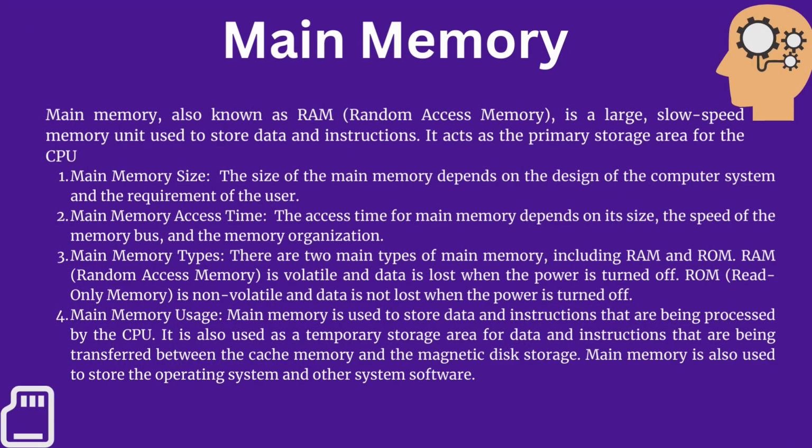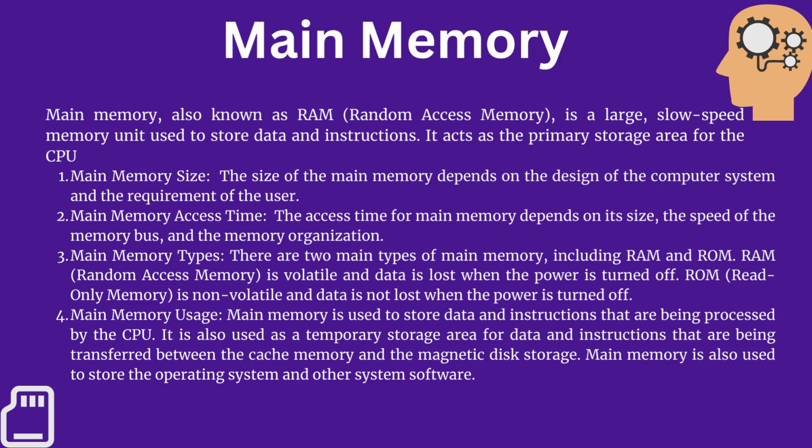We're going to learn about the main memory. The main memory, also known as RAM, that is random access memory, is a large, slow speed memory unit used to store data and instructions. It acts as the primary storage area for the CPU. It is subdivided into four parts: the size, the access time, the types, and the usage.